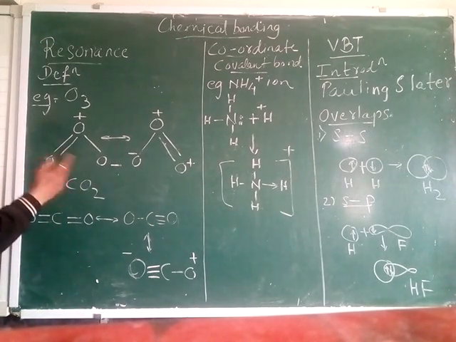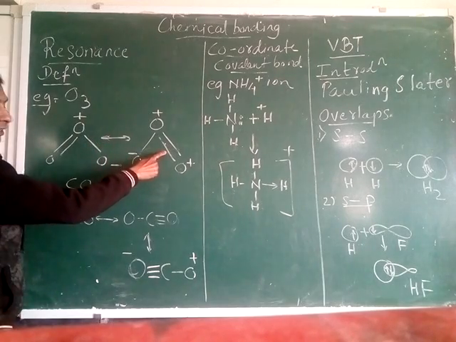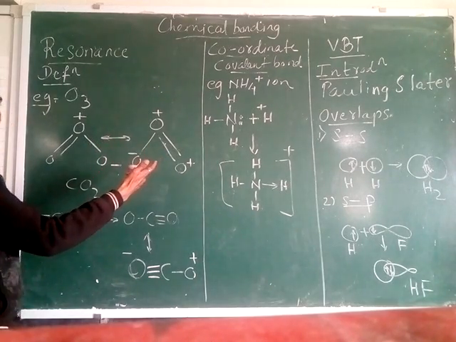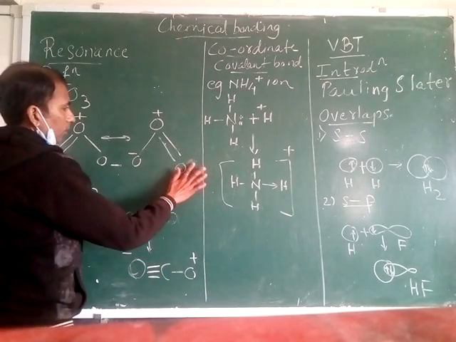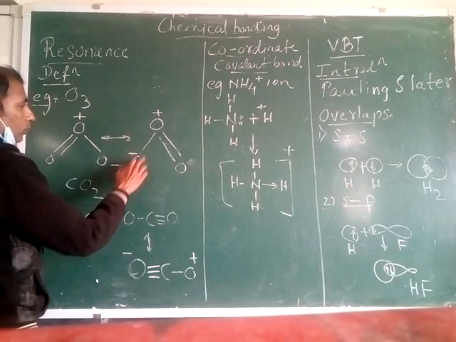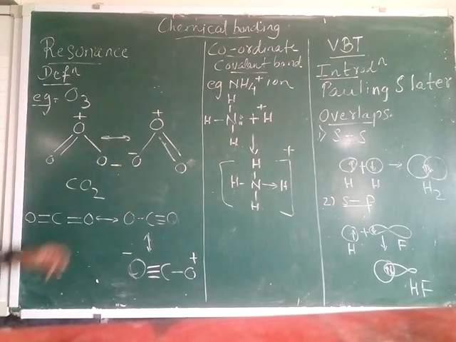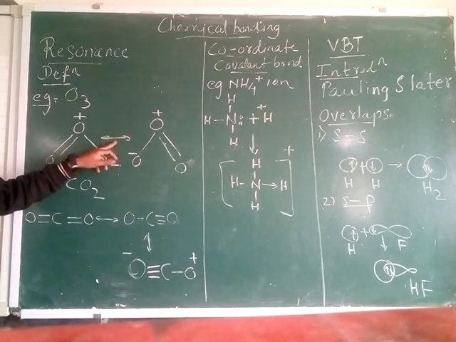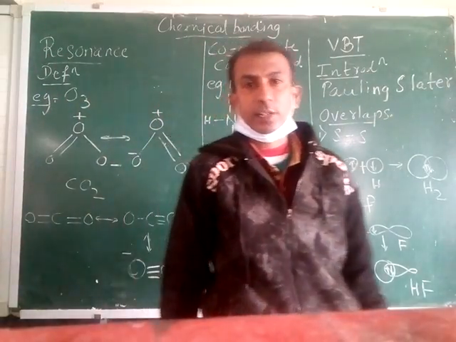Now how can we write down the second structure? Just shift these pi electrons. These are the pi electrons, these 2 electrons you shift to this side. We get another structure, that is O single bond O double bond O, so plus and minus here. And this particular symbol which we are using here, the double headed arrow, denotes resonance.